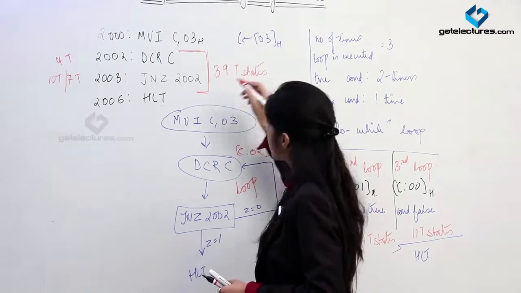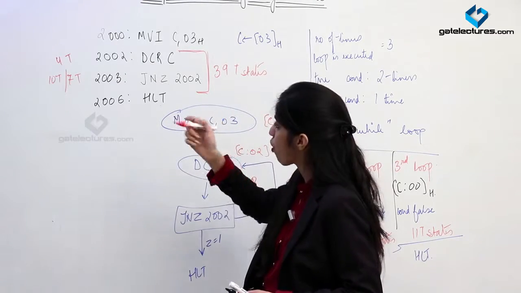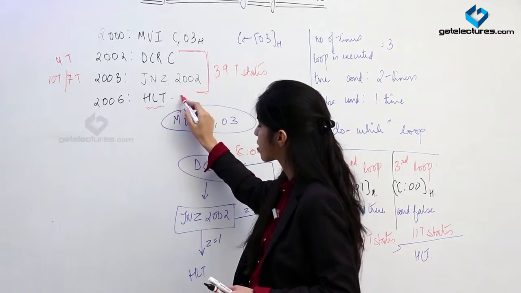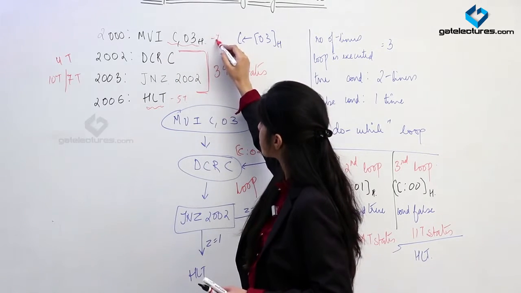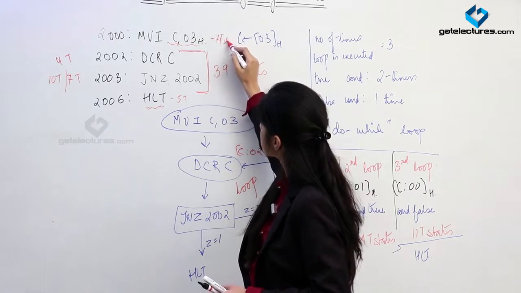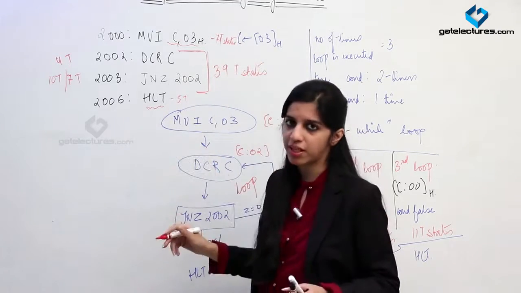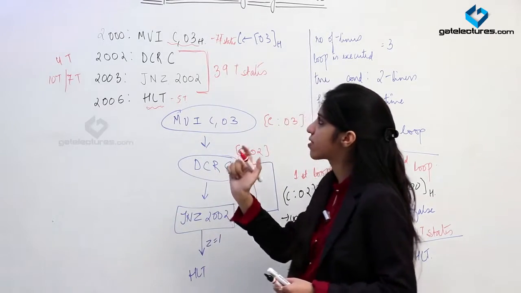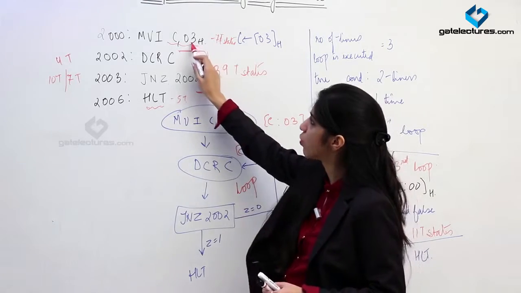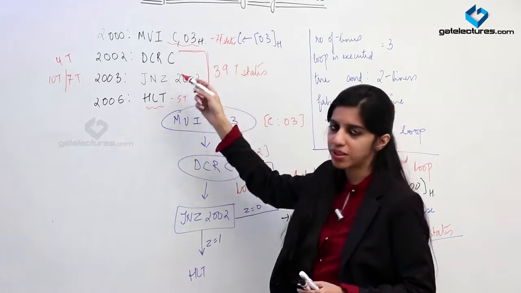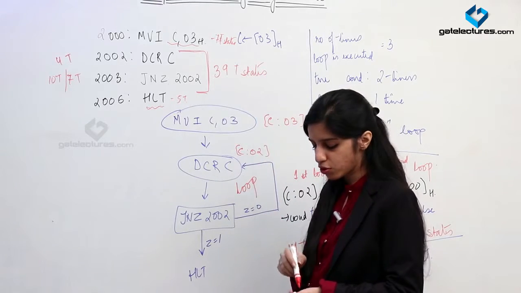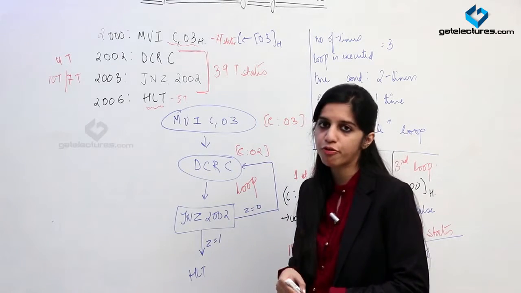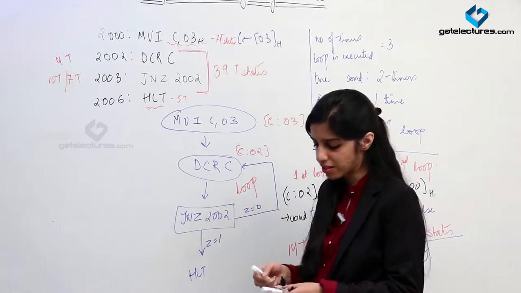39 T states. If you also include the time of this instruction HLT, which takes 5 T states, and MVI C, 03H, which takes 7 T states, we can find the total time of the program. See, we've taken a very small example here. We just loaded C with 3. Therefore, 3 times this loop was executed. But we are going to use this concept to produce a delay of 50 milliseconds, sometimes 100 milliseconds.